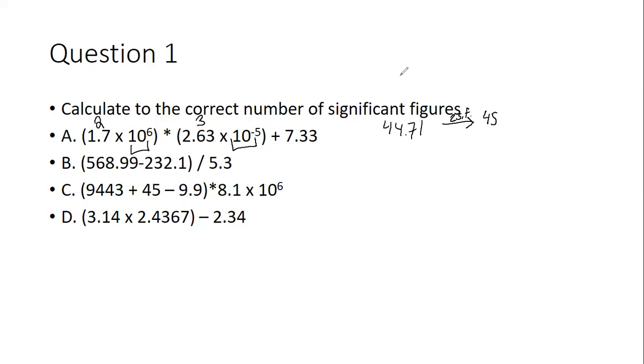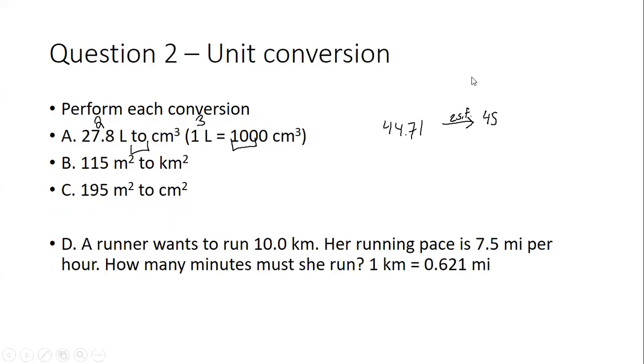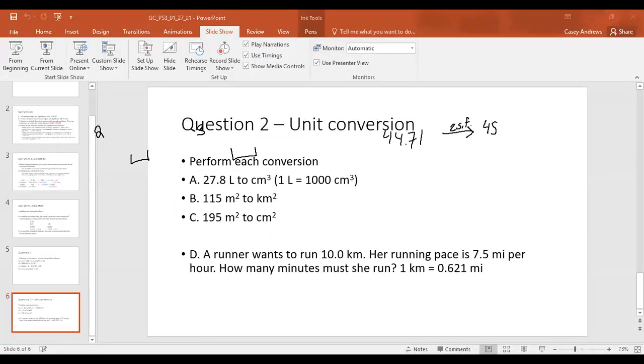I got 44.71, not 4.471. At least that's what I got when I did it previously. I can double check if you'd like. Sorry, I have to pull out my Excel calculator here. 1 point times 10 to the power 6 multiplied by 2.63 times 10 to the power 5. 44.71. Yep.